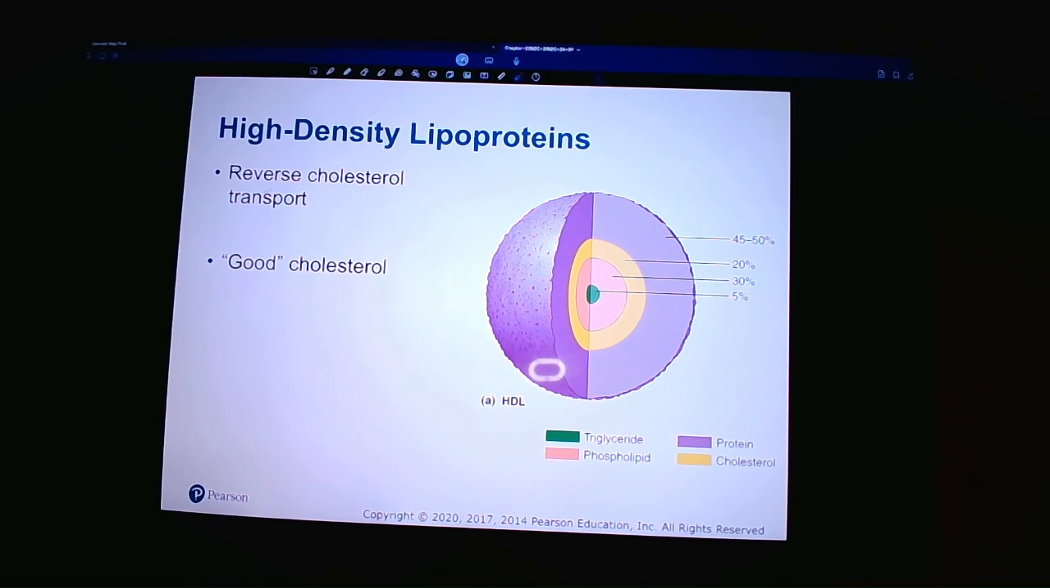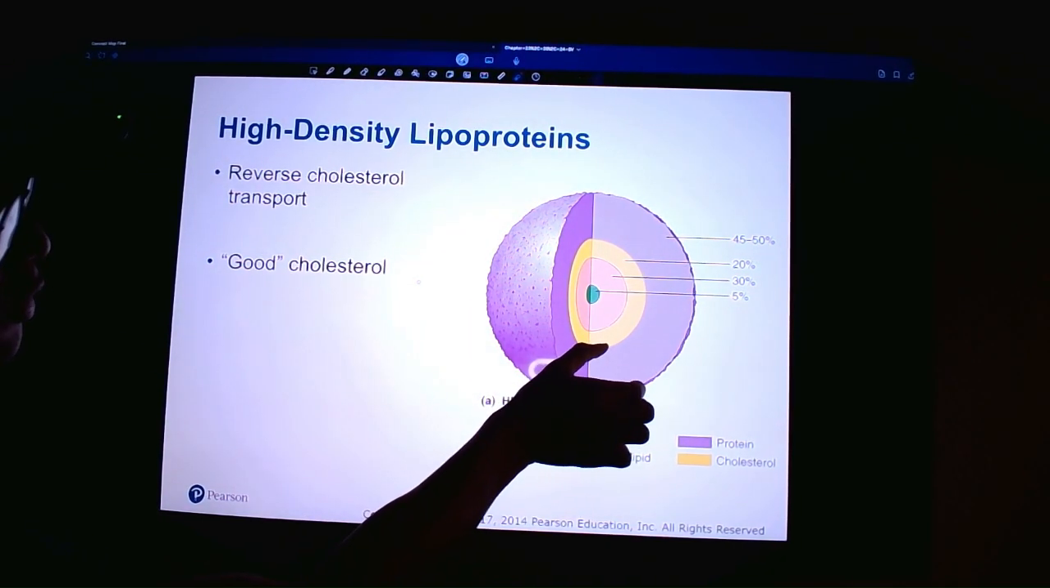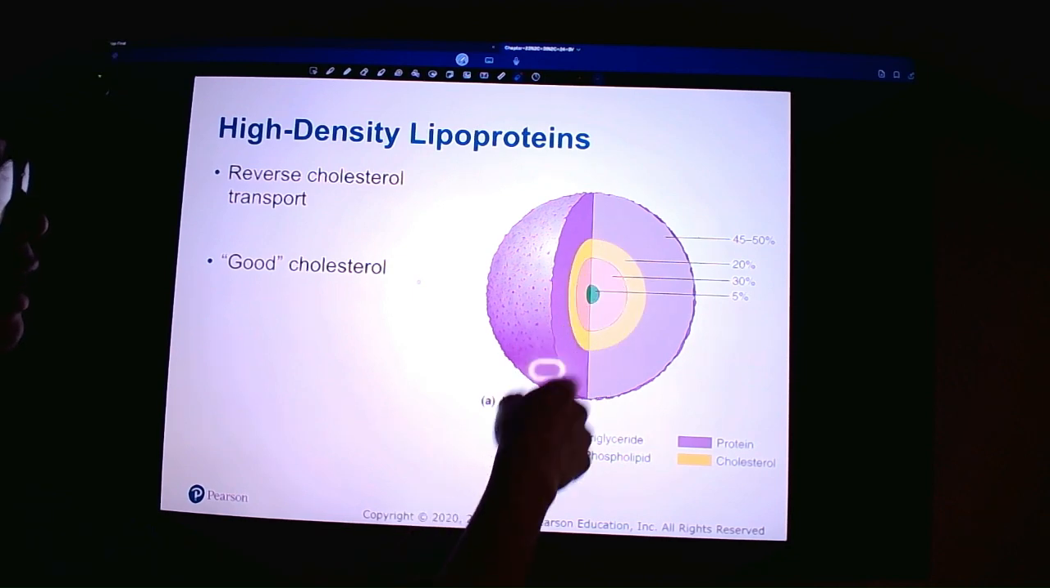Now we can move on to high density. This is reverse cholesterol transport. There's not a lot of lipid, because look at all that protein. So much protein. This is now taking cholesterol from the blood vessels to the liver, to either convert it into bile, deposit it into the intestines, and eventually it gets excreted through defecation. And this lowers your cholesterol. That's why it's referred to as good cholesterol: look how much protein there is, and very little fat.